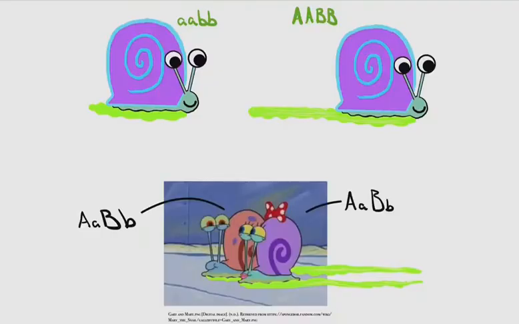Let's see how these two genes interact and what type of epistasis occurs. Two homozygous snails mate and produce heterozygous offspring. These two siblings, Mary and Gary, are heterozygous for both genes A and B. Then they mate and produce more offspring.